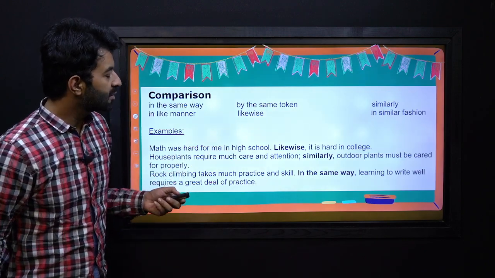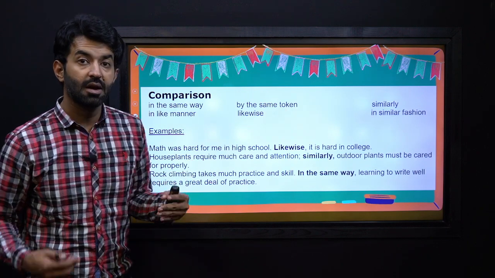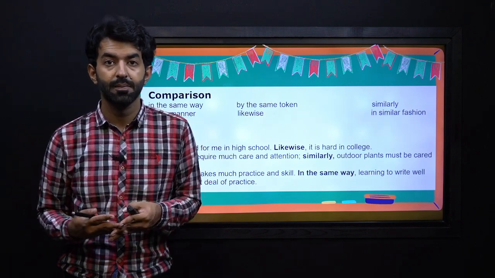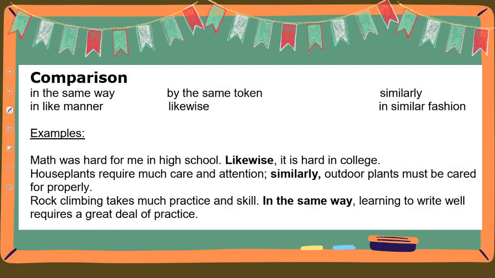For comparison, we have words like likewise, similarly. So, let's see. Math was hard for me in high school. Likewise, it is hard in college. Just like it was hard in high school, in the same way, likewise means in the same manner, in the same fashion, in the same way, it is hard in college.